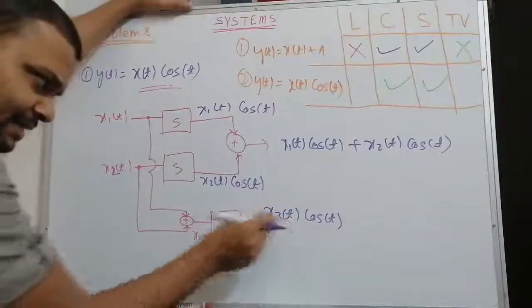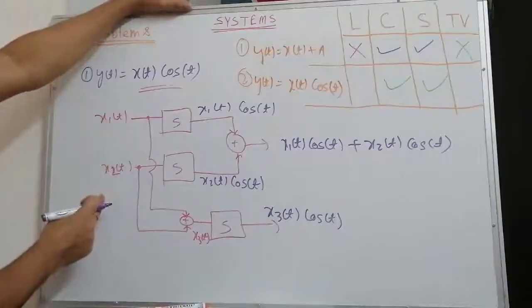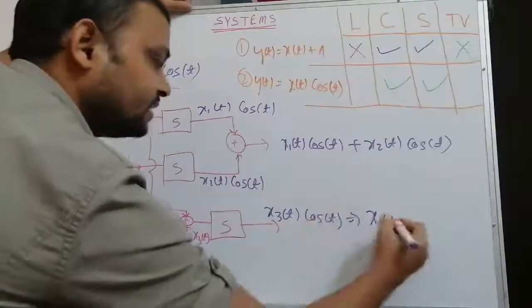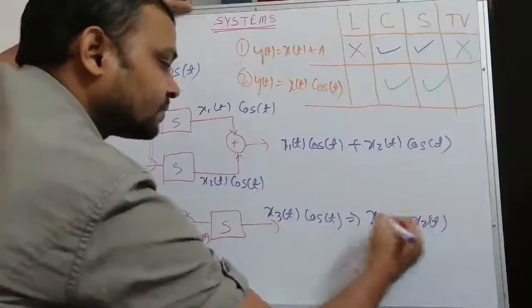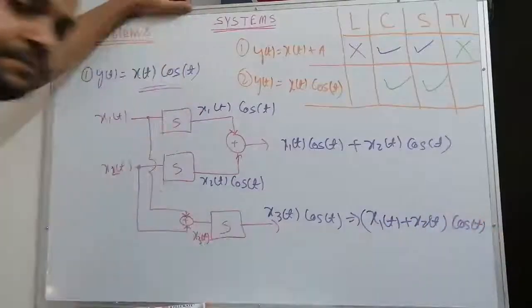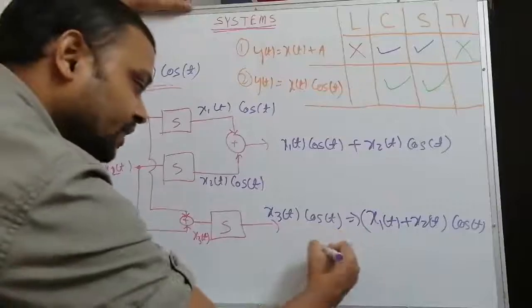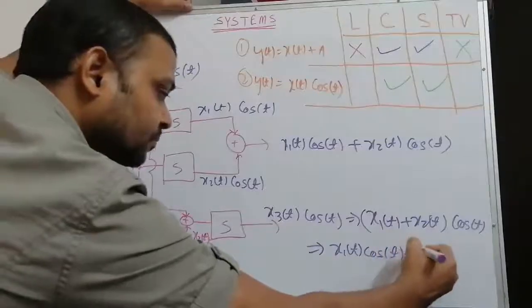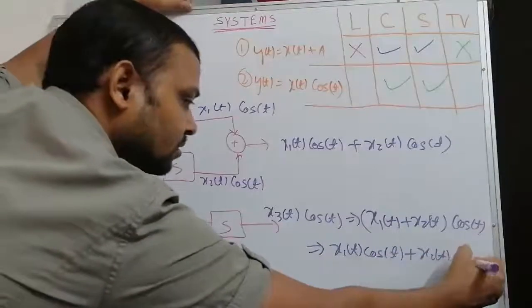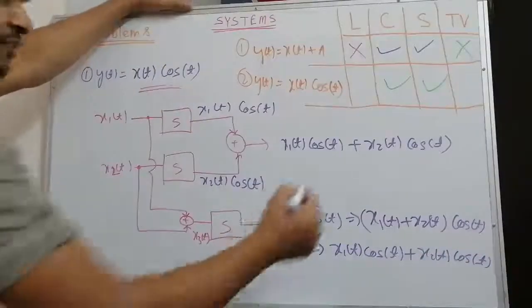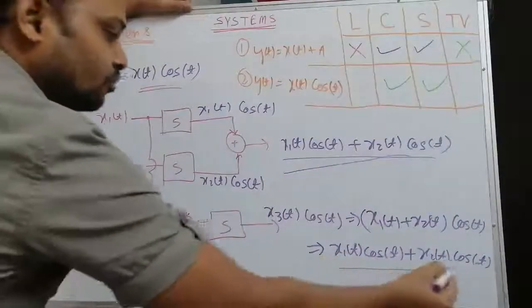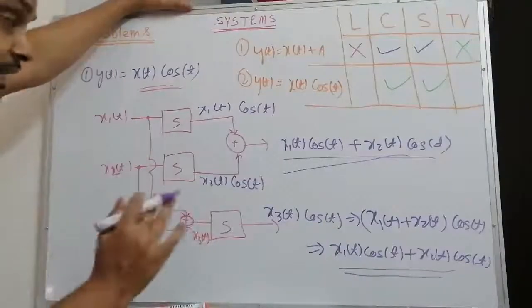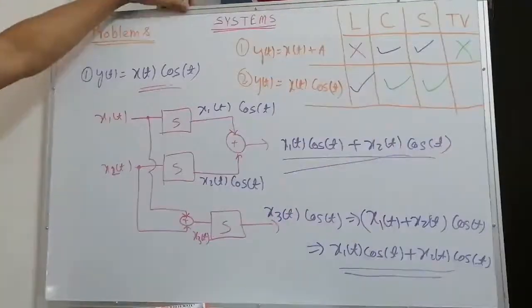Now x3(t) is x1(t) plus x2(t). Let us put these values here: x3(t) cos t is (x1(t) plus x2(t)) cos t. Finally we get x1(t) cos t plus x2(t) cos t. If we check this output and the earlier output, these two are the same. So this means the system is linear.